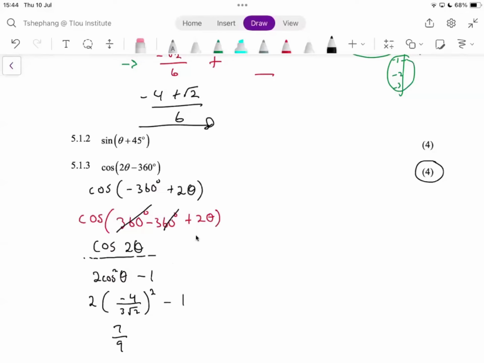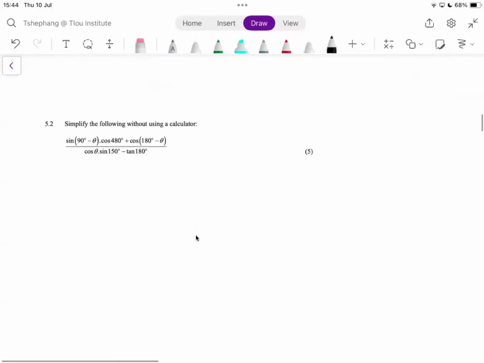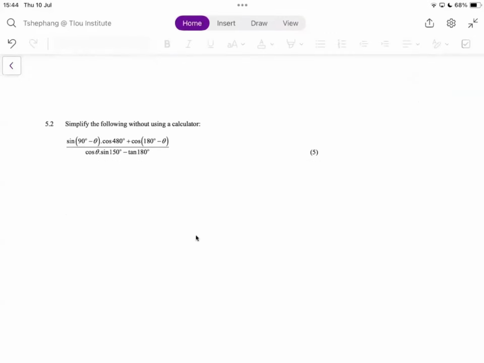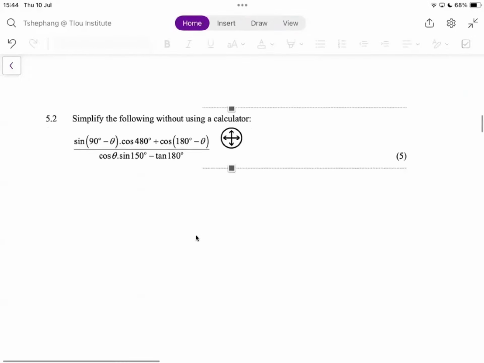There's another question. For tan, if there is a negative angle, do we add 180 or 360? So for negative angles, you always add 360. Even if it's for tan, you must add the 360. Great stuff. Now, simplification, right? Cannot afford to lose marks here.